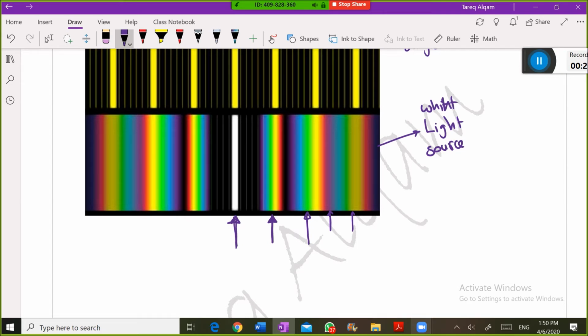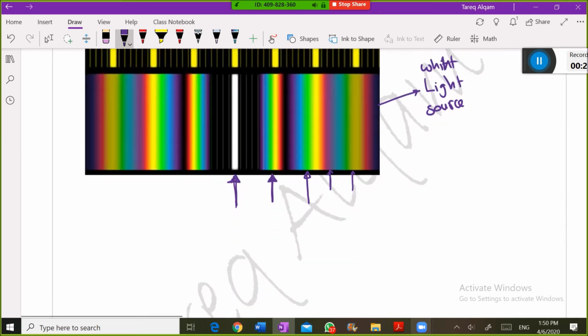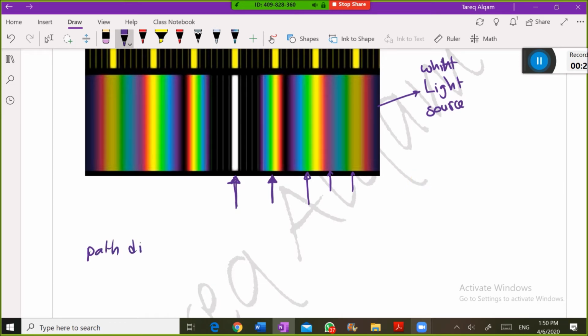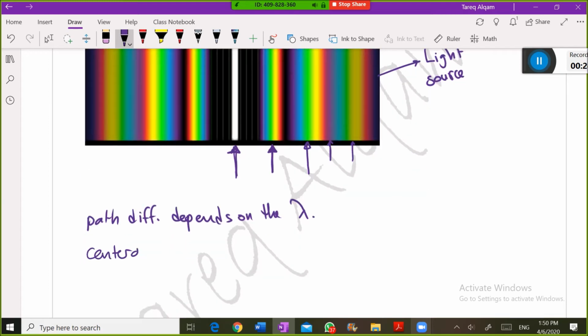So how can we explain this? First of all, guys, I have to know that the path difference depends on the wavelength, right? Now at the central, how much is the path difference? Guys, the path difference at the center is zero. So here how much must the path difference be? 1 lambda, right? The first order will be 1 lambda.